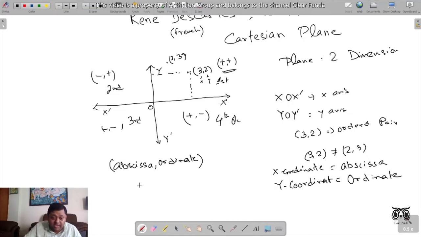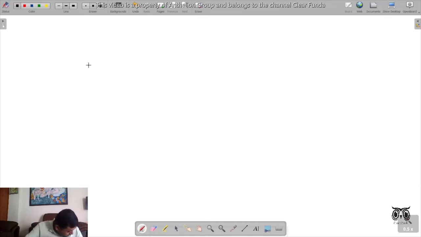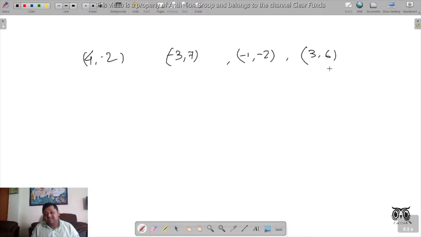So if I say, let's not look into this, let me give you a few numbers: 4, -2, then I give you -3, -7, and I give you -1, -2, and I give you 3, 6. Below these, write the quadrant number. So this is x positive, y negative, so quadrant number is 4. This is x negative, y positive, quadrant number 2, both negative, 3, both positive, 1.